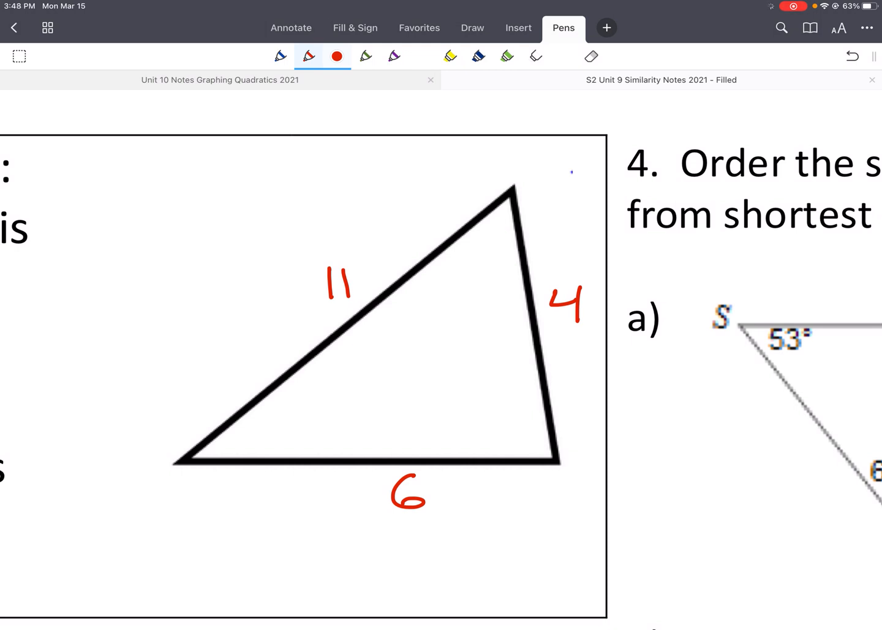So if we look at this, which angle seems to be the smallest? And to me, I would say that this angle probably is the smallest angle. And which side is the smallest side? Well, it would be the 4. So there is a relationship between the smallest angle and the smallest side. Let's look at the largest angle. To me, this looks like this is the largest angle. And let's also look at the largest side. Well, that would be the 11. So again, we have this relationship between the largest angle and the largest side.